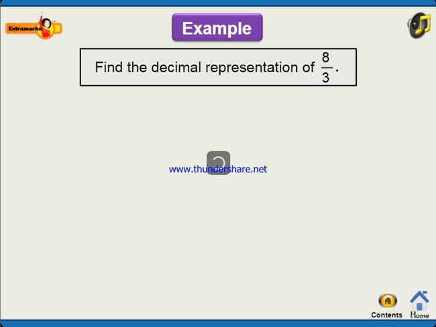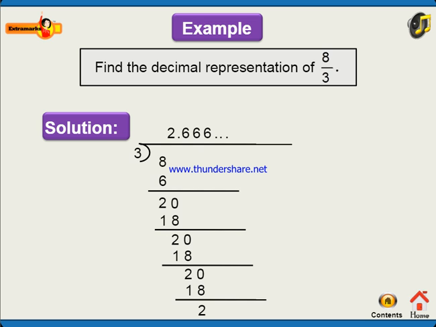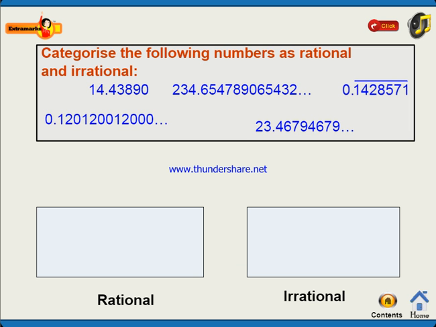Let us work out an example. Find the decimal representation of 8 upon 3. Solution. On dividing 8 by 3, we find that the decimal representation is non-terminating and repeating. Categorize the following numbers as rational and irrational.